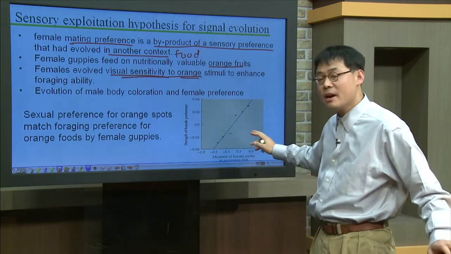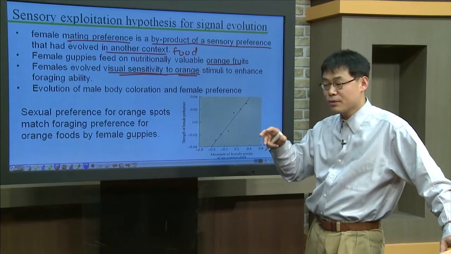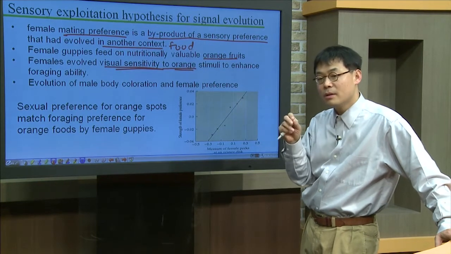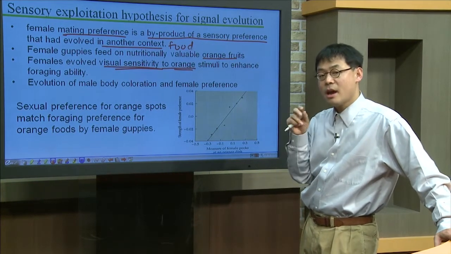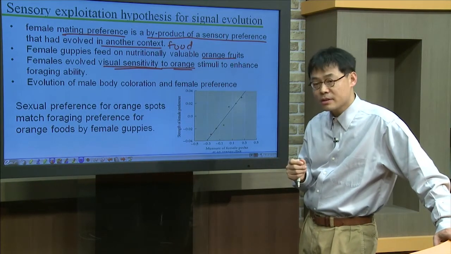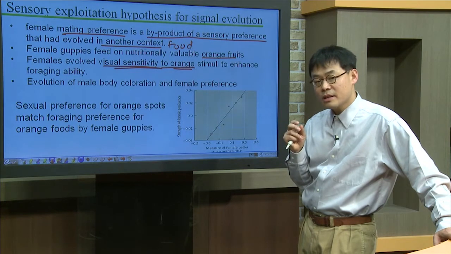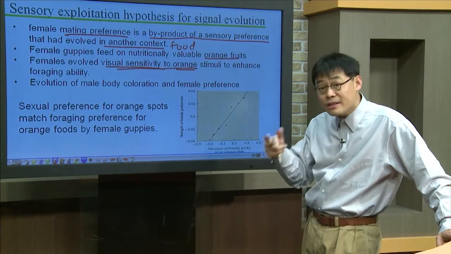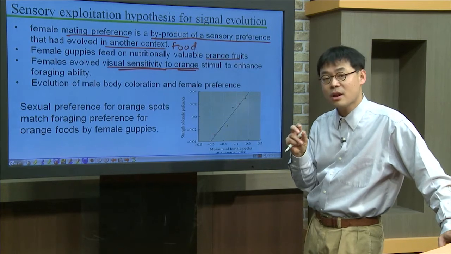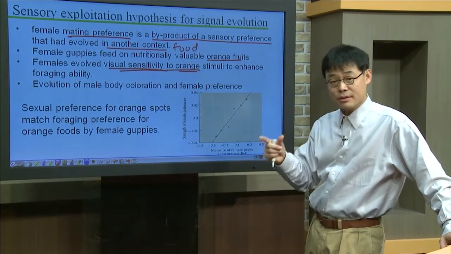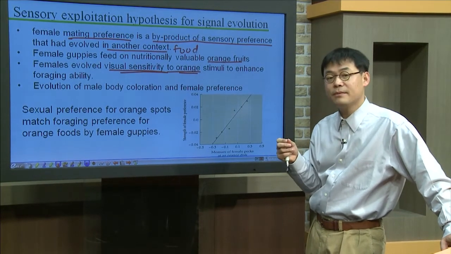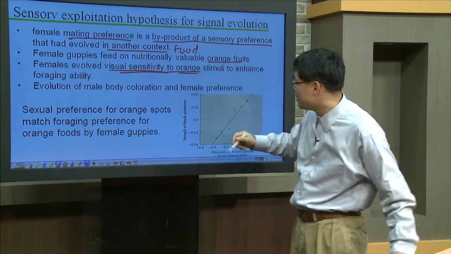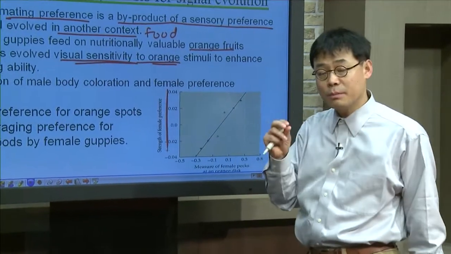So how do you test that hypothesis? In some populations, if you go to the streams, the female preference may vary. In some populations, females prefer males with a lot of orange spots, and in other streams, they have less preference for the orange coloration. That's because the orange coloration is very conspicuous to females as well as the predators. So if you have a lot of predators, those individuals that have less orange color might be preferable. But if you have fewer predators, then the males with a lot of orange coloration might be preferred by the female. So there's a variation in the strength of the female preference for the orange color.